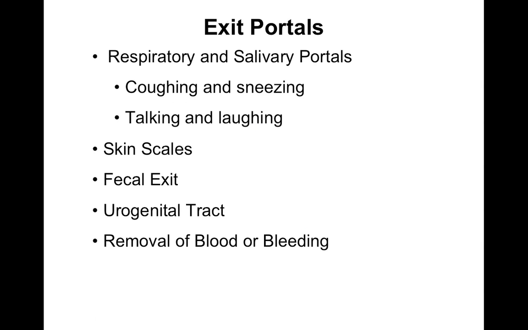So exit portals. So most commonly it's the respiratory and salivary glands, and that's because we're constantly releasing saliva, we're constantly opening our mouth, we're constantly coughing, we're constantly sneezing. So it's an easy way to get out. Skin scales, not nearly as common, but there are some organisms that prefer to live right below the skin surface, so it's easy for them to kind of slough off with the skin scales. Fecal exit, this is very common in the fecal-oral route, so a lot of your gastrointestinal disorders are transmitted this way. Your genital tract, all of your STIs are transmitted this way. And then removal of blood or bleeding, so bloodborne pathogens fit in this category.